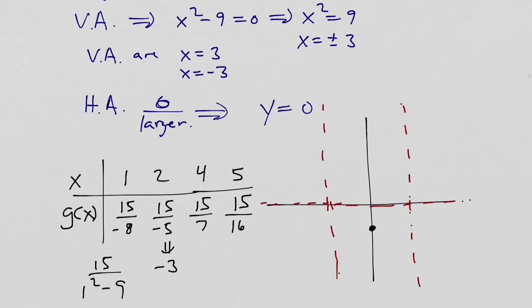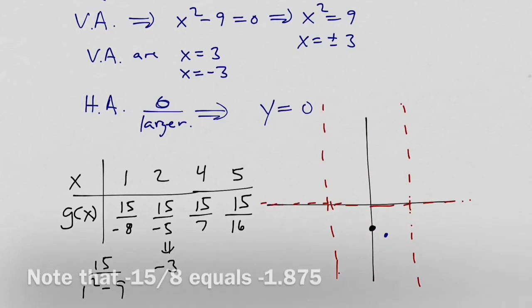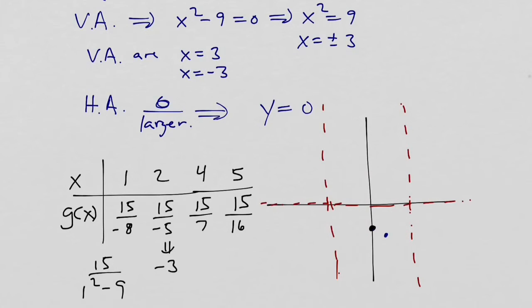At 1, the value 15 over negative 8 is a little bit less than negative 2. And at 2, we're going to be down at negative 3. Of course, the mirror image we know is going to happen on the other side of the graph. At positive 4, the graph is positive. It's up at 15 over 7, which is around 2. And at positive 5, 15 over 16 is a little less than 1. So it's getting smaller. Of course, the mirror image is on the other side of the y-axis.